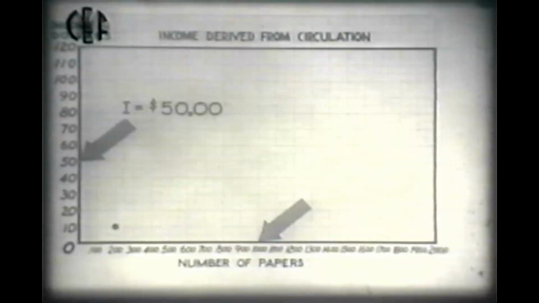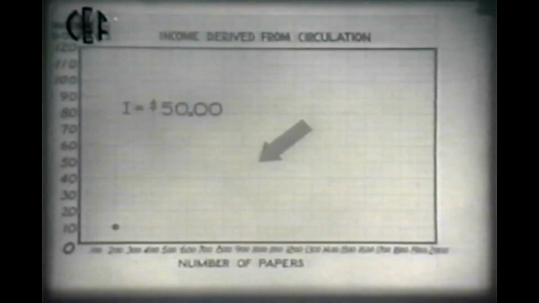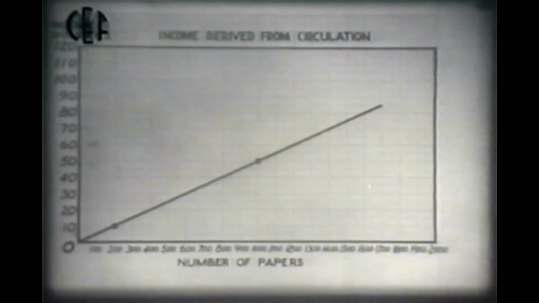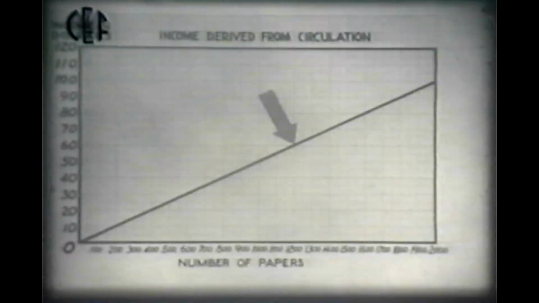To plot another point, they let N equal 1,000. Then, according to the equation, I became 50. The intersection of these two lines on the graph, 1,000 papers and $50, was here. Now a line connecting these points gave them any number of answers to their equation, because any point on this line represents a set of values that will fit the equation.